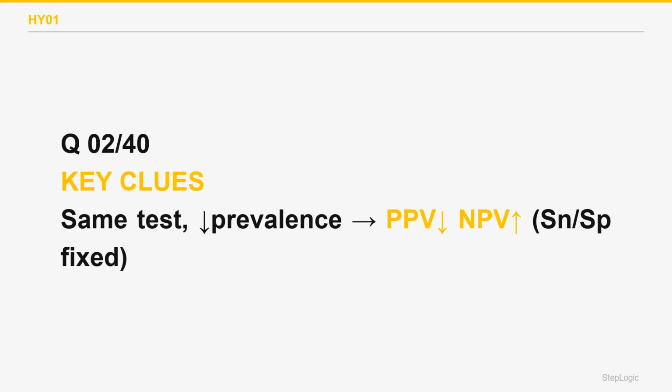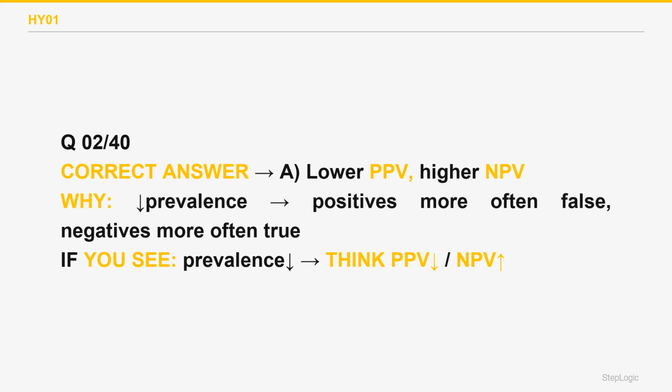Predictive values depend on prevalence. When prevalence falls, a positive result is more likely to be a false positive, so positive predictive value drops. Meanwhile, most people are truly disease-free, so a negative result is even more trustworthy and negative predictive value rises. Sensitivity and specificity, in contrast, are intrinsic to the test and do not move with prevalence. The correct answer is A.